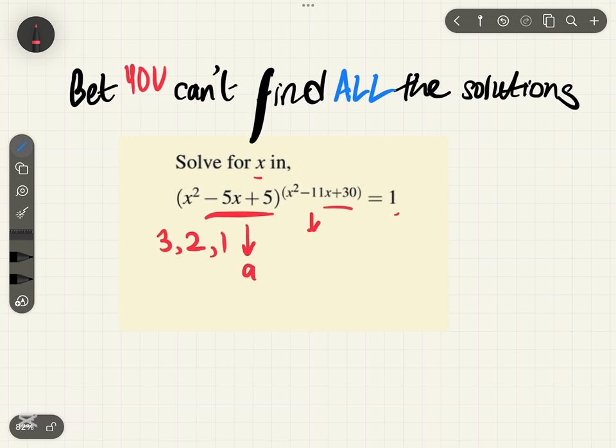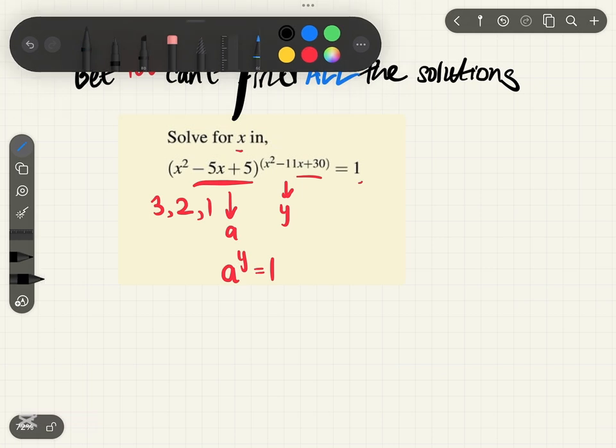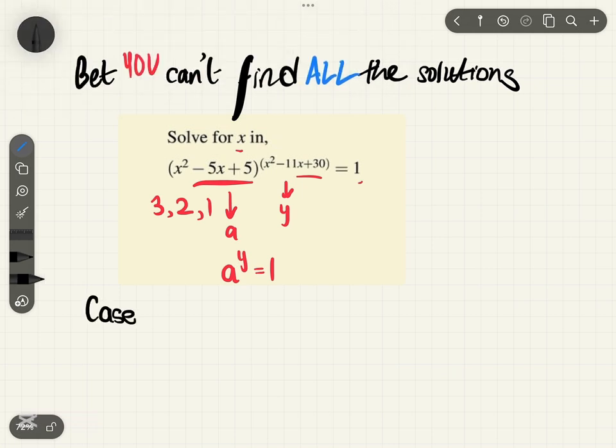So first thing I'll do is represent both of these expressions with variables. So our expression is basically a to the power of y is equal to 1. Now we need to find the cases in which this is possible. There are 3 cases in which this would be true, and most people find the first 2 cases but not the third one.